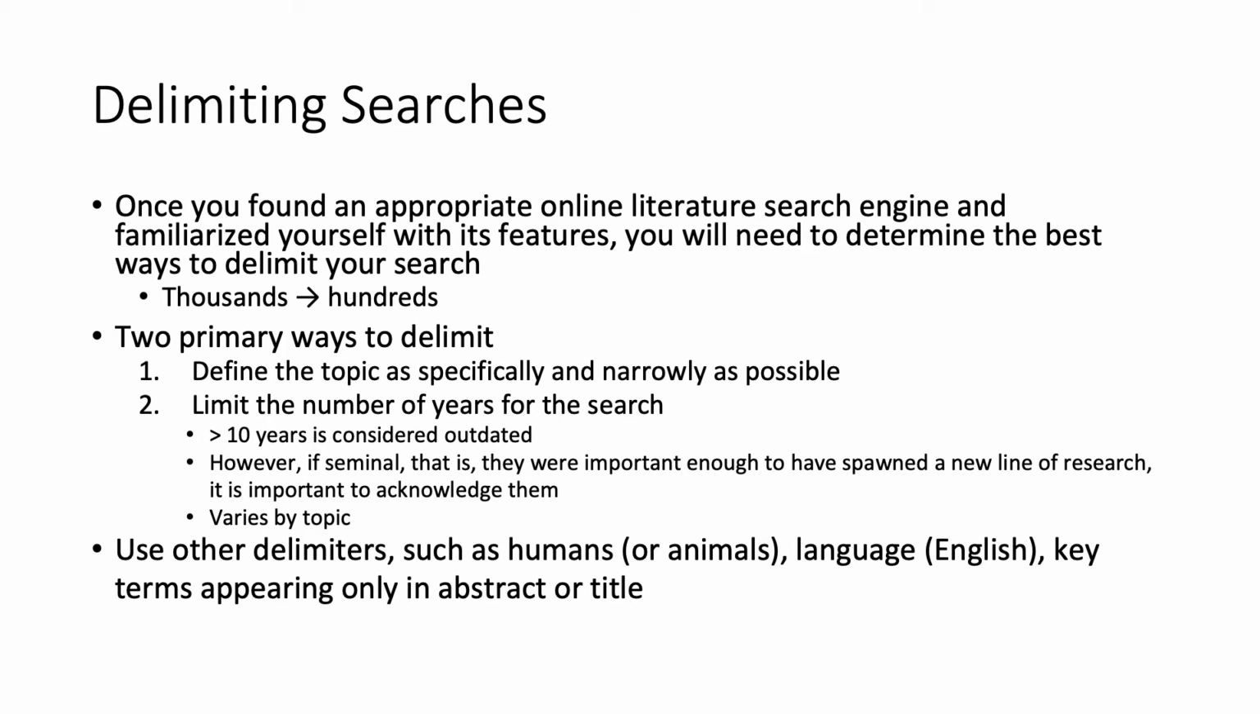Another way to delimit your search is to limit the number of years for the search. Generally speaking, literature that is more than 10 years old is considered outdated, but that doesn't mean to always rule it out. If you have a research paper that is more than 10 years old which is seminal, meaning it was important enough to spawn a new line of research, or it's a foundational original paper, then it's important to acknowledge that original research paper, which can be dated back to the 60s or 70s even, in your literature review.